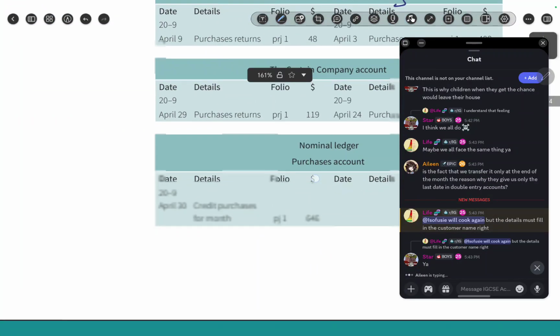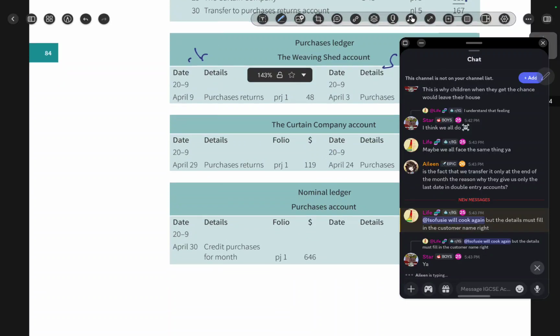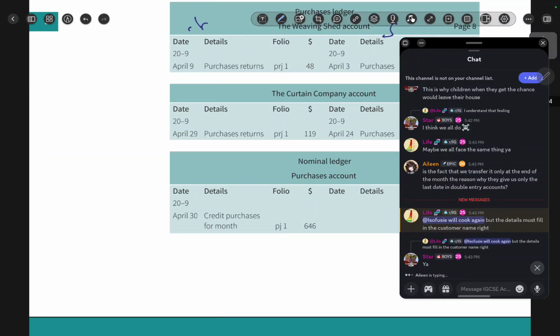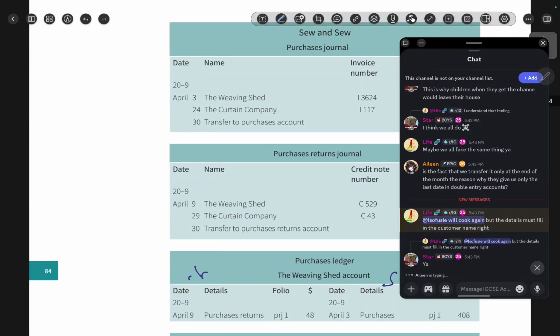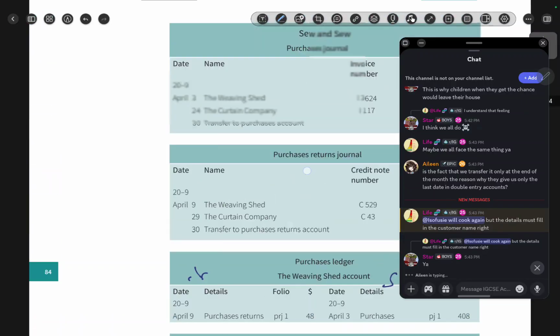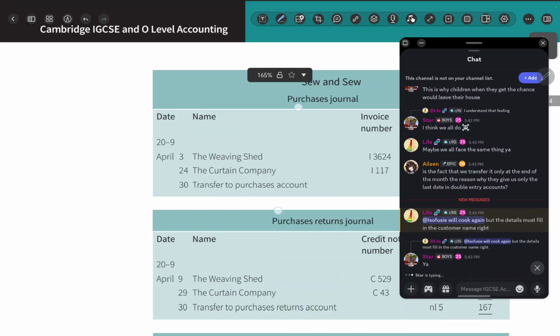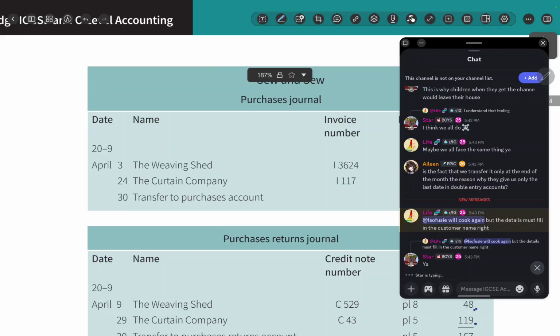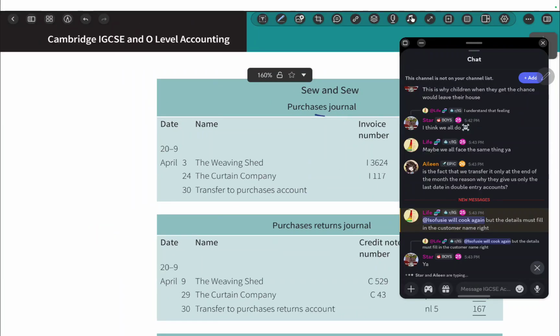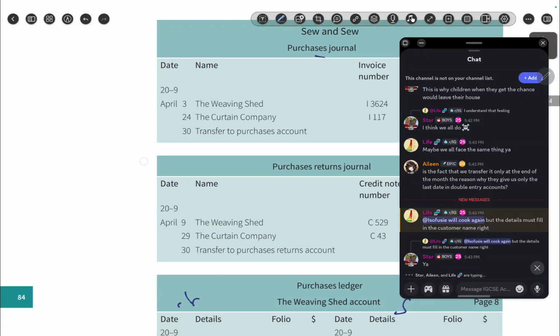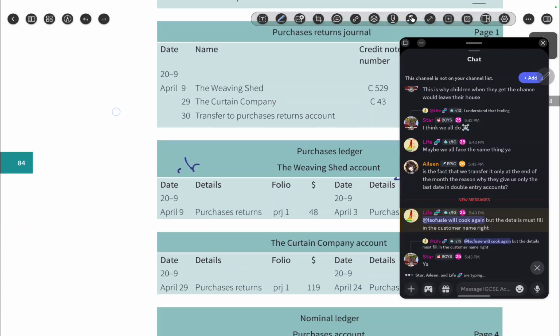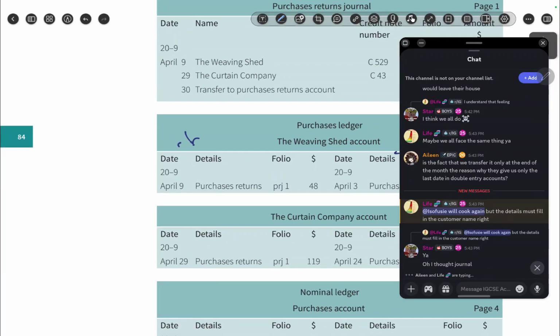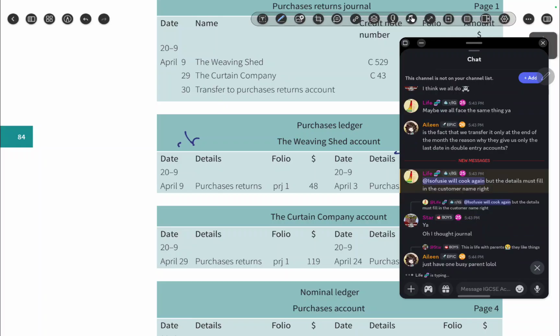If you're talking about purchase account, then you only have to write the total for the month. Okay, so you take it from the purchase journal and you transfer it. But if you're talking about purchase journal, then over there you need to write the supplier name, sorry, because it's purchase journal. So you write all supplier names and you write the total amount. And in your purchase ledger, you have to write the name of the supplier because it's the individual account.